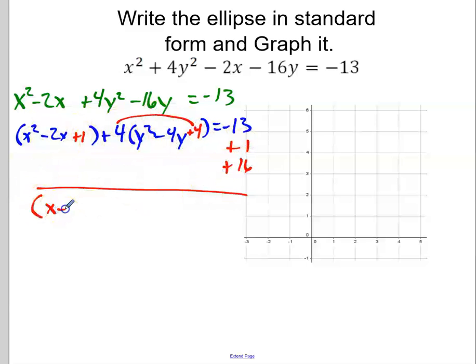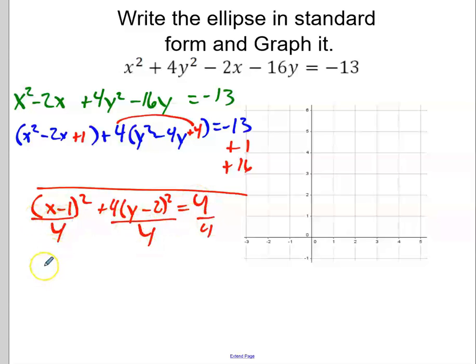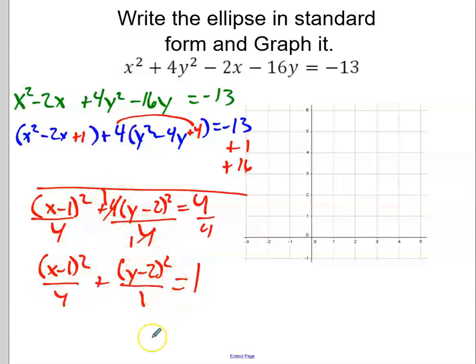So that gave me x minus 1 squared plus 4 times y minus 2 squared equals, then I had negative 13 plus 1 plus 16, which gave me 4. Make it so it's equal to 1. X minus 1 squared over 4 plus, those simplify down. So then I get y minus 2 squared over 1 equals 1.